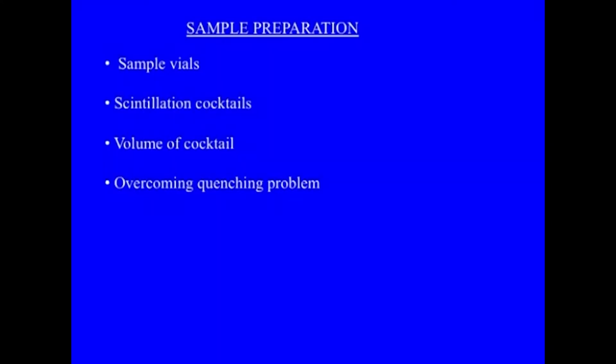Now, another problem which comes when you are preparing a sample is how to overcome the quenching problem. The quenching problem could be solved by different methods, and they have certain advantages and disadvantages, and the user has to decide on a particular way to solve this problem. Now, samples can be bleached before counting if there is color quenching. Now, there are a whole lot of bleaching agents; hydrogen peroxide can be used, but this gives chemiluminescence. So, care has to be taken while using hydrogen peroxide.